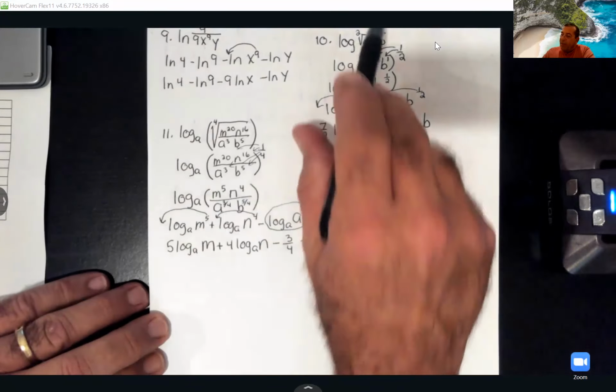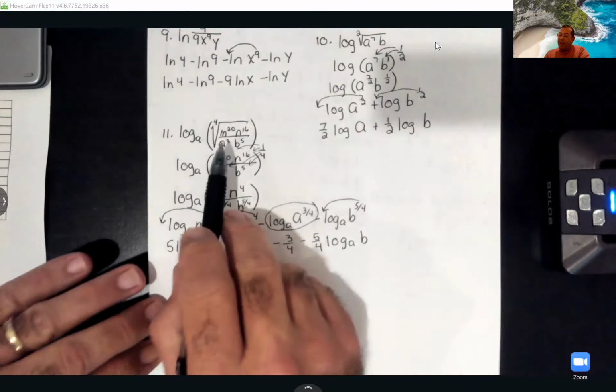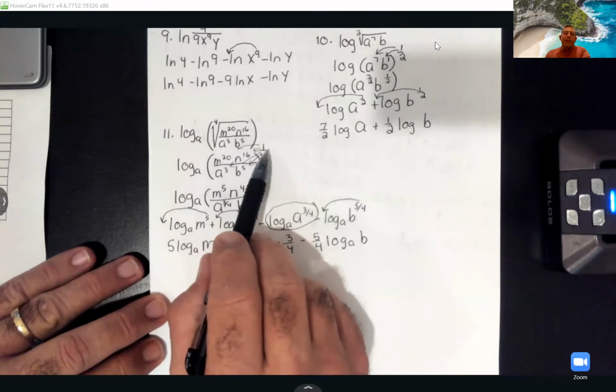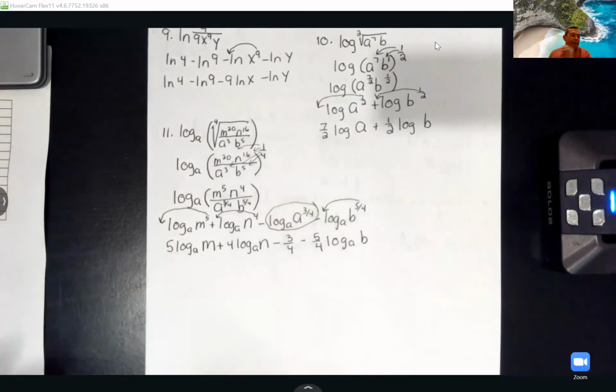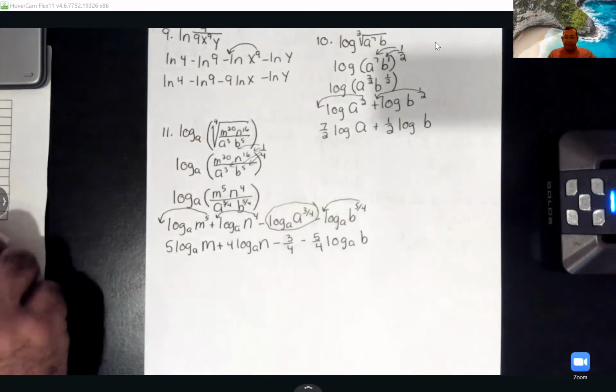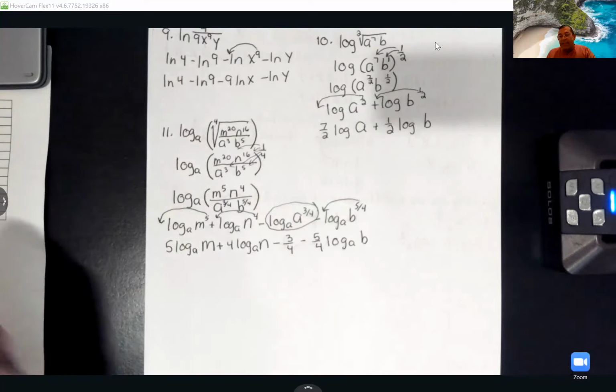All right, so these are probably the worst ones because there's just so many steps on them, getting them out of them radicals, distributing the exponents, and then rewriting them, okay? All right. The last 6 problems for this section go the other way.